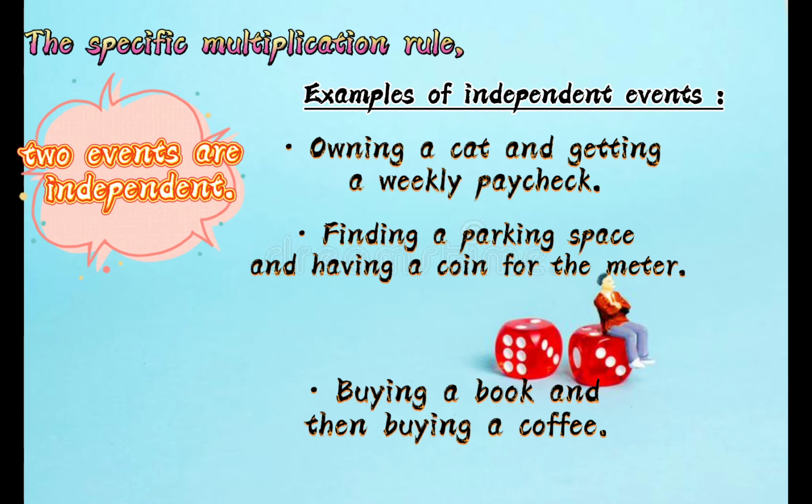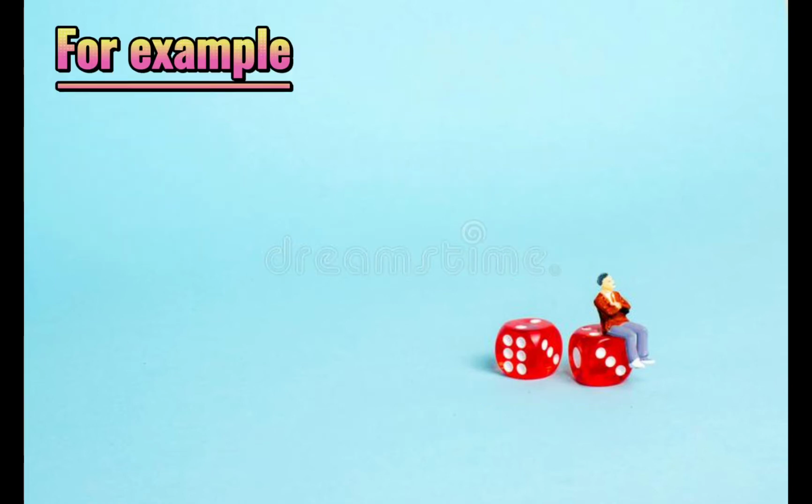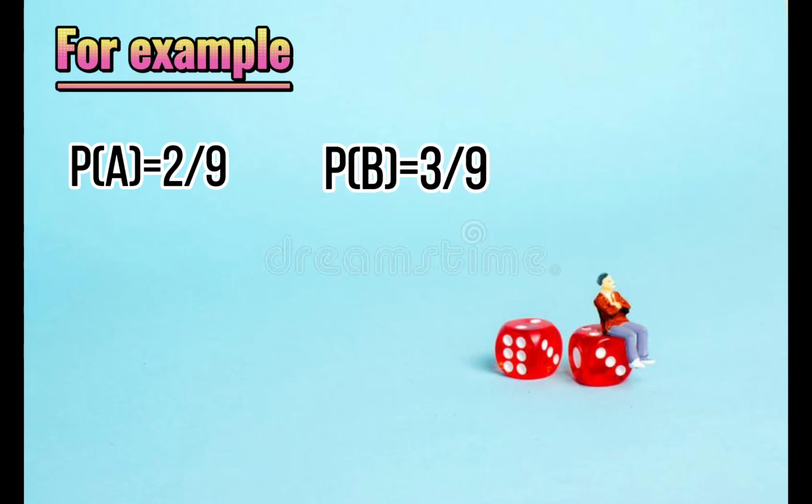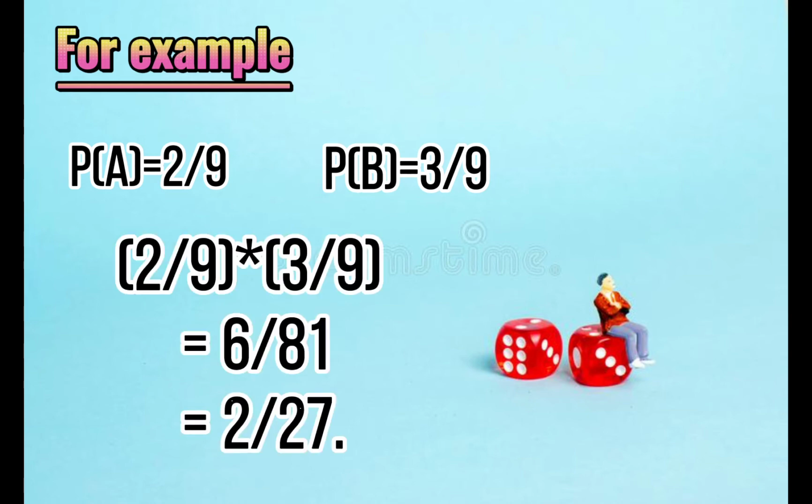Using the specific multiplication rule formula is very straightforward. Just multiply the probability of the first event by the second one. For example, if the probability of event A is 2 over 9 and the probability of event B is 3 over 9, then the probability of both events happening at the same time is 2 over 9 times 3 over 9, which equals 6 over 81. Then it reduces to 2 over 27.